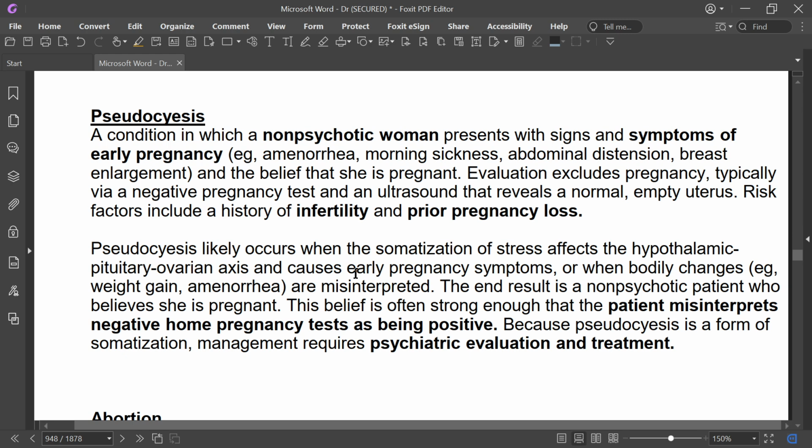Pseudocyesis likely occurs when somatization and stress affect the hypothalamic-pituitary axis, causing early pregnancy symptoms when bodily changes, weight gain, and amenorrhea are misinterpreted. The end result is a non-psychotic patient who believes that she is pregnant. The belief is strong enough that the patient misinterprets a negative home pregnancy test as being positive. Because pseudocyesis is a form of somatization, management requires psychiatric evaluation and treatment.